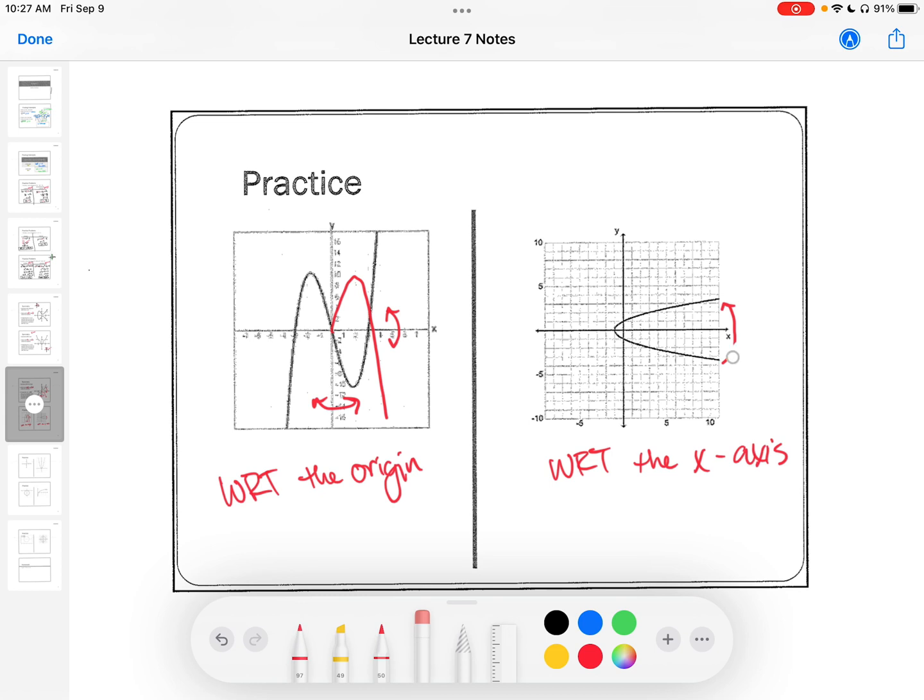Is that symmetric with respect to the y-axis? Nope. If I flipped what was over here over to this side, nope. Origin: if I flip this down and then flip it over, does it match up? Nope. So this one is only symmetric with respect to the x-axis.